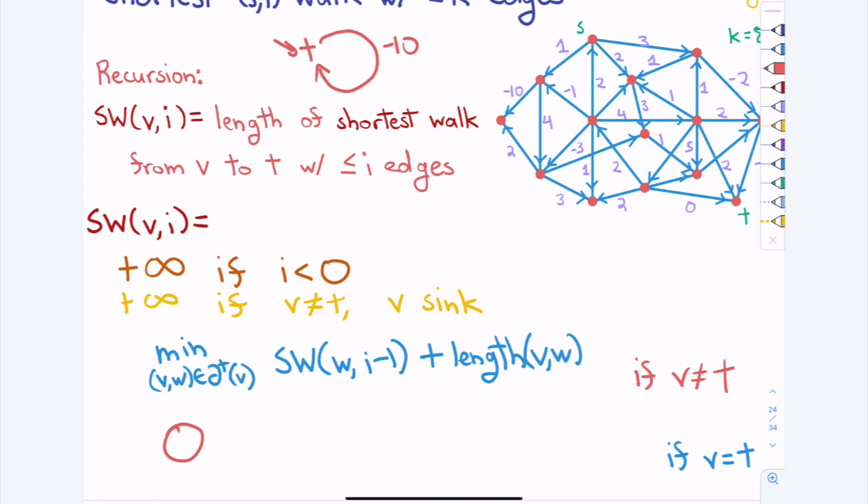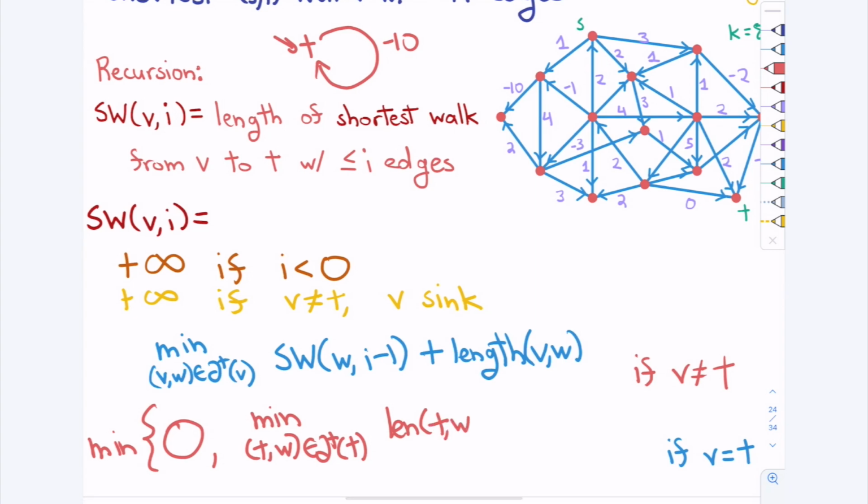All right, and we don't know which, so we'll take the minimum. On one hand, I can just stop because I'm there. Or I can keep going. So I'm enumerating over all the edges that leave t, the length of the edge from t to w, plus S of w.